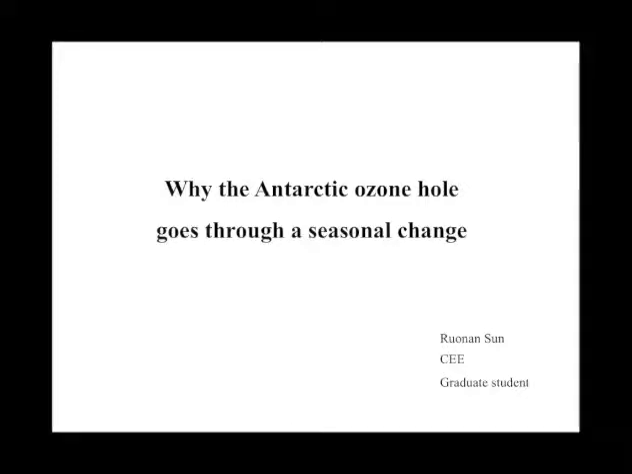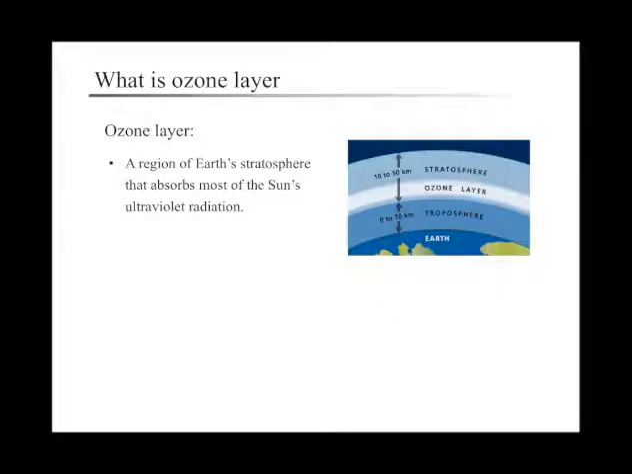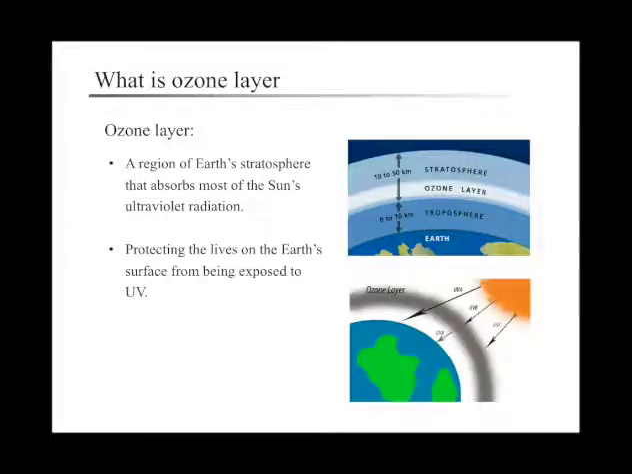The topic I'm going to talk about is why the Antarctic ozone hole goes through a seasonal change. The first part is the general introduction of the ozone layer. The ozone layer is a region of Earth's stratosphere that absorbs most of the sun's ultraviolet radiation, protecting the lives on the Earth's surface from being exposed to UV and therefore being endangered.